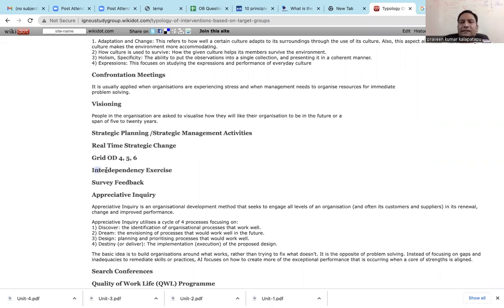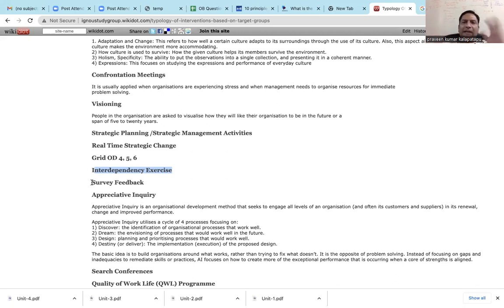Interdependency exercise. Here we are talking about resolving interdependencies between two units, two groups, or two teams. Typically, how it happens is you call a few members from each group, bring them together, and interview them. You would have a rapid way of exchanging information between these particular groups.